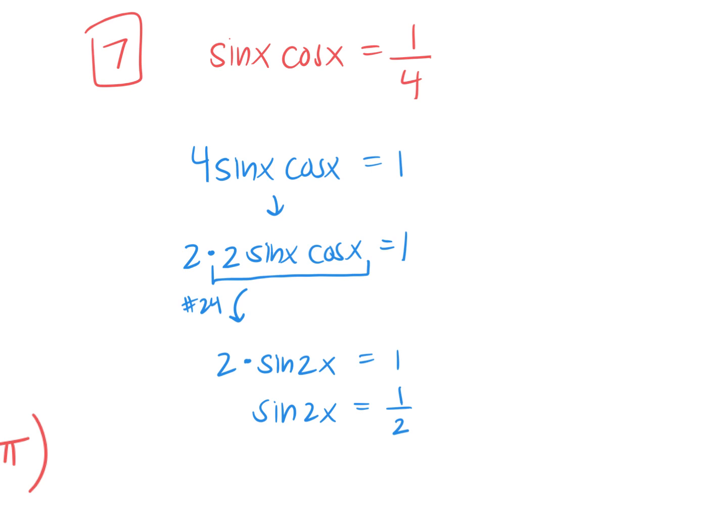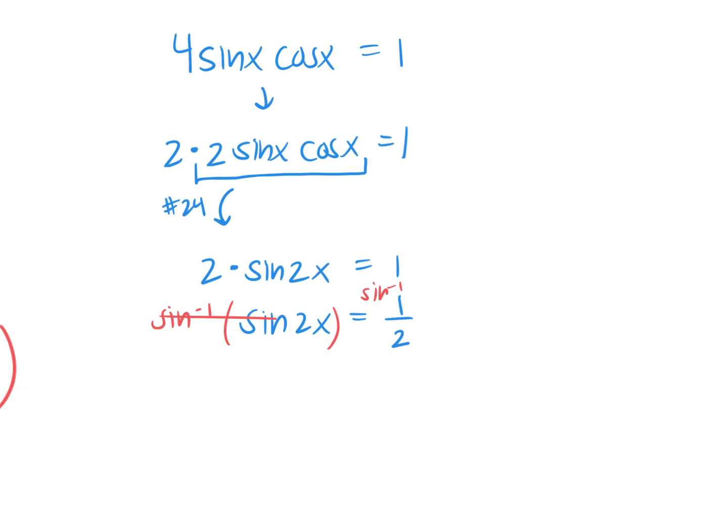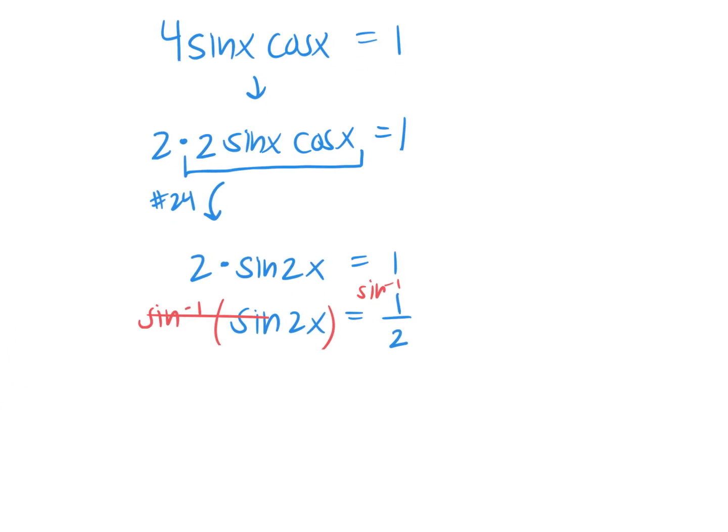Now this is not just like what angle is going to give me a y value of 1/2 anymore because there's a 2 in front of that, right? So we need to think, how do I undo the sine? Well, what's the opposite of sine? The sine inverse. So if I take the sine inverse of both sides, those go away, and now I'm left with 2x is equal to the sine inverse of 1/2.